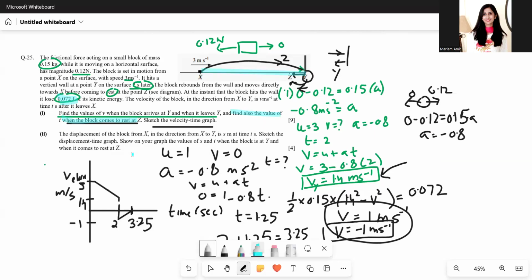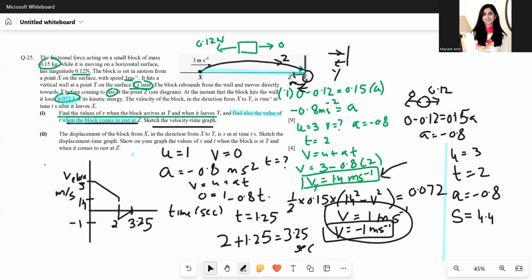We already know the value of u here, which is 3. We know the time taken is 2. We know the acceleration, that is -0.8. Use these to find s, the distance or displacement from x to y. That would come out to be 4.4.